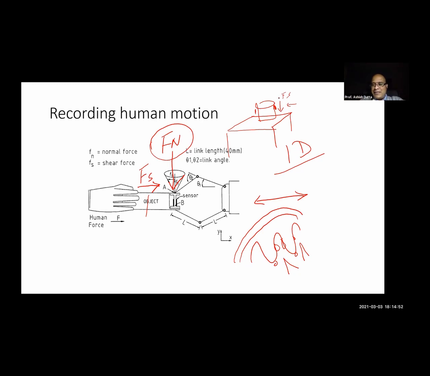So this is physics. I talked about physics. This has nothing to do with robotics or anything. This is physics. So unless I can measure it, there is nothing I can do about it. And there is no sensor which can do that.